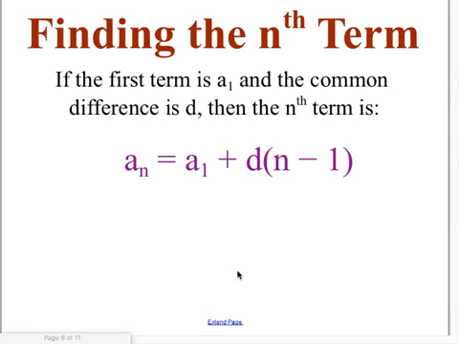The first term of our sequence we're going to call A1. Just like we had X1, Y1, that little subscript 1 is just there for notation. The common difference is D, and the nth term, so that number that we're looking for, is N. The A stands for the term that we're looking for. So AN, the term that we want, is equal to the first term plus the common difference times N minus 1.